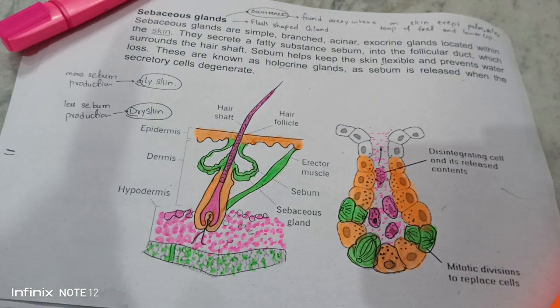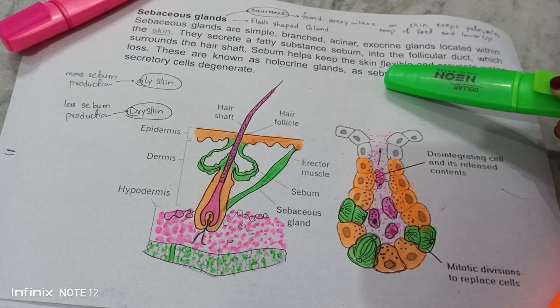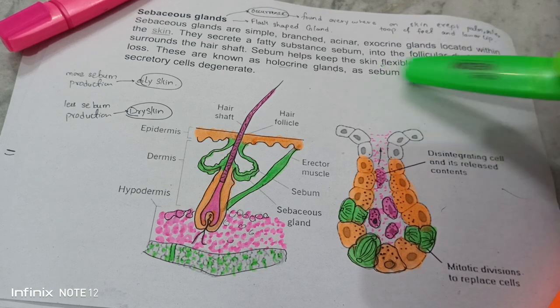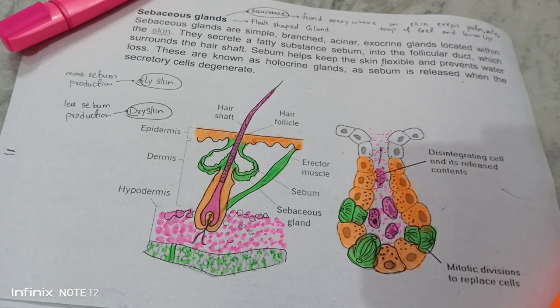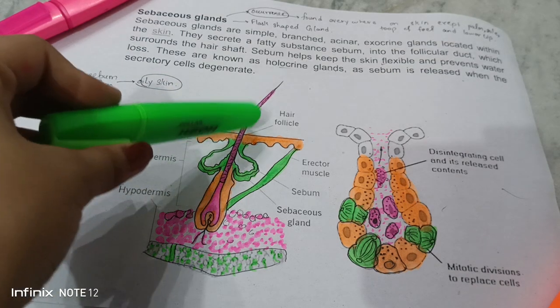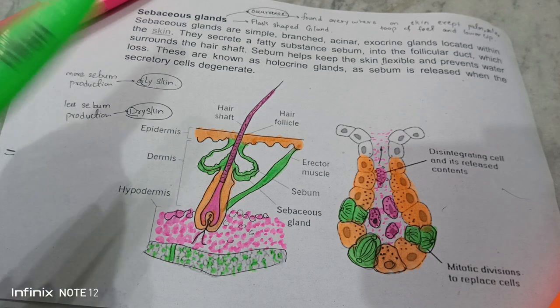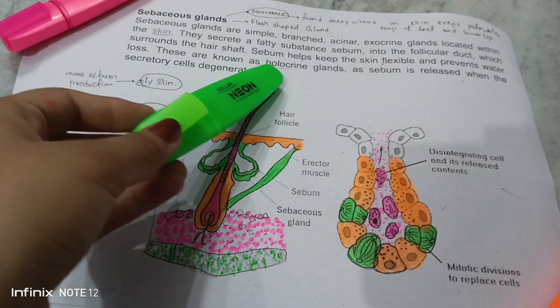Sebum, what is the function of that sebum? It helps to keep your skin flexible and prevent water loss, because it has an oily nature, so therefore it makes a layer over your skin and protects your skin from water loss, and also makes your skin flexible. And they are known as holocrine glands.